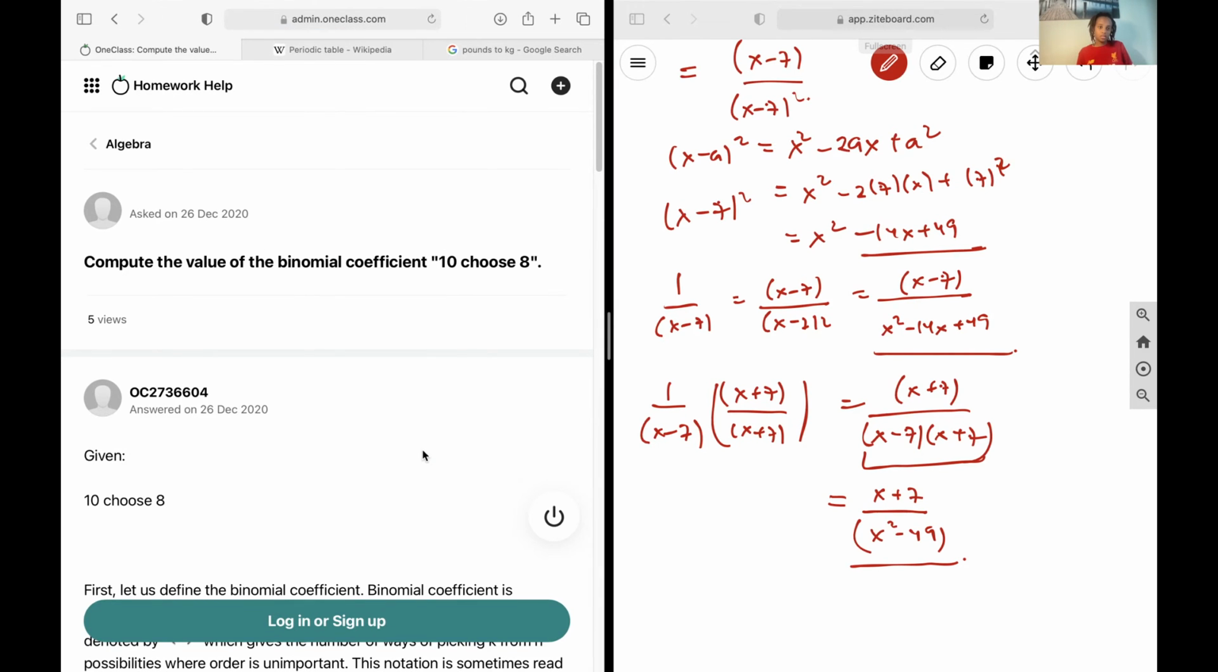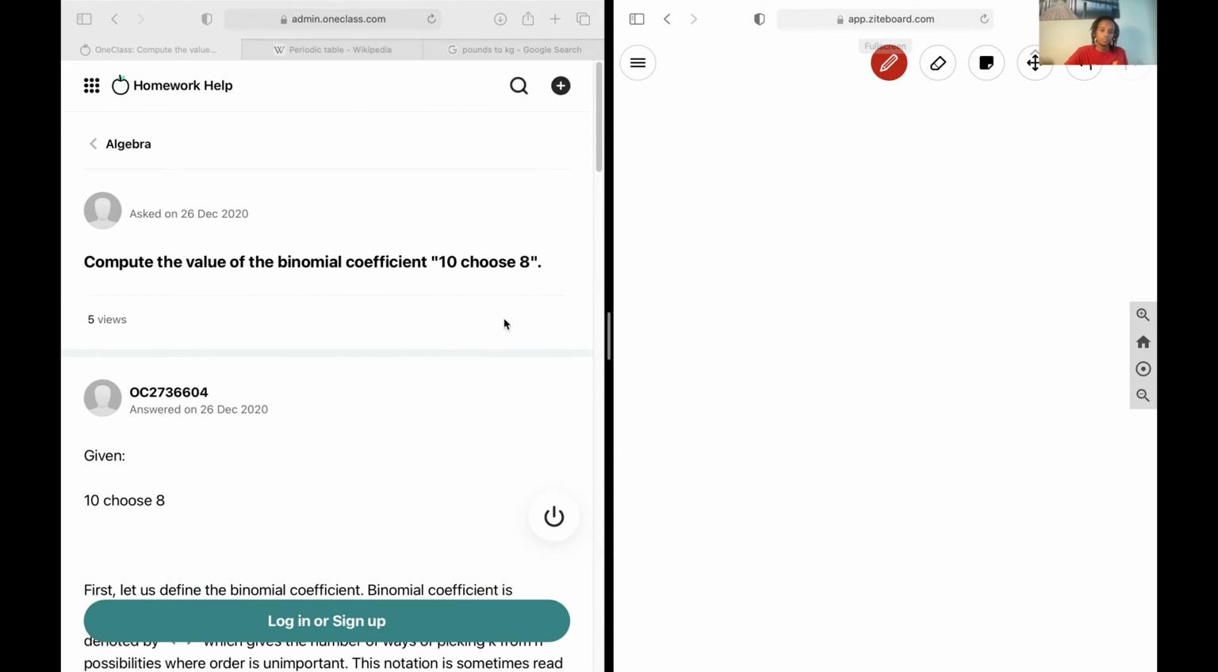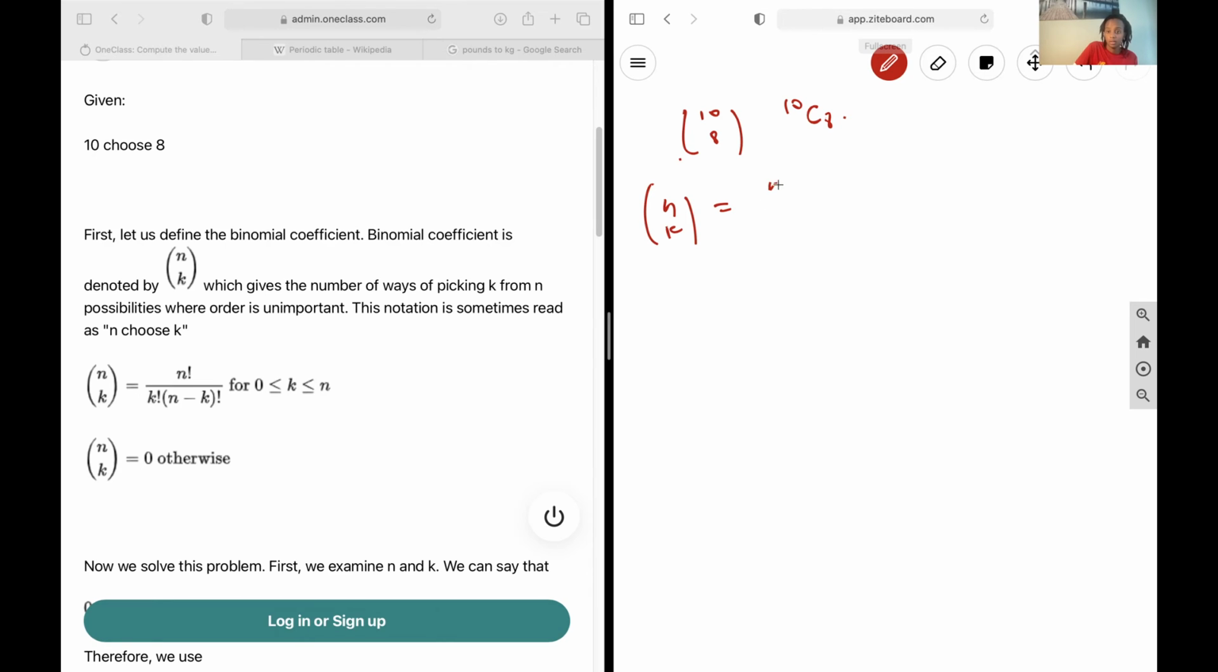Okay, next up we would like to compute the value of the binomial coefficient 10 choose 8. So we're evaluating 10 choose 8, which may also be written as that. And so we know that when we have n choose k, that is going to be equal to n factorial over k factorial times (n minus k) factorial. And so let's put in our values. We'll have 10 factorial over 8 factorial times (10 minus 8) factorial, and that would be the value of 10 choose 8.